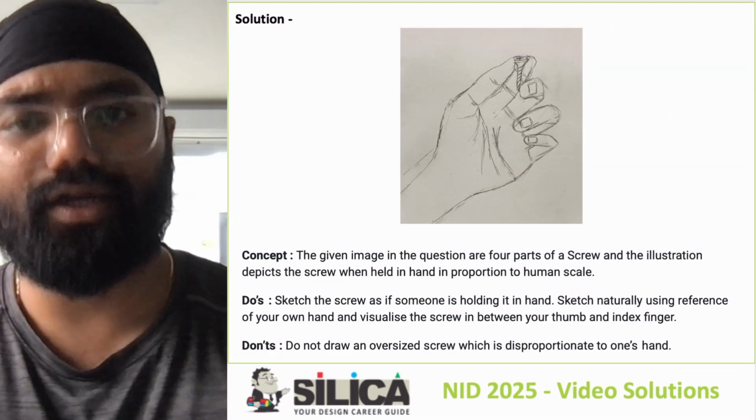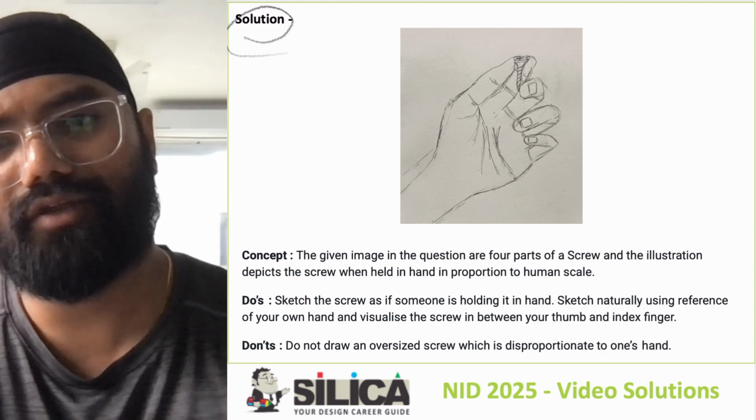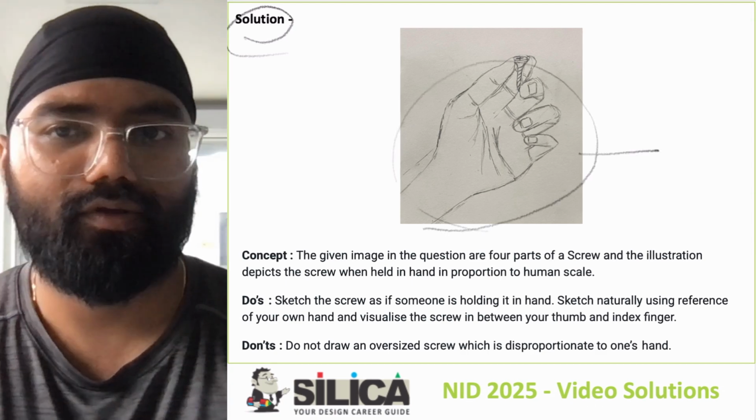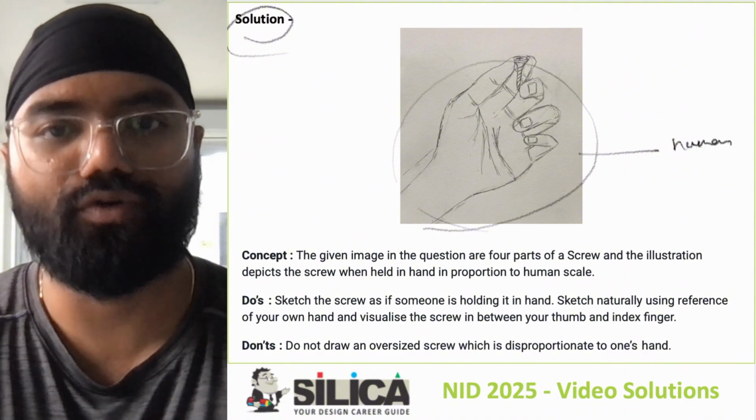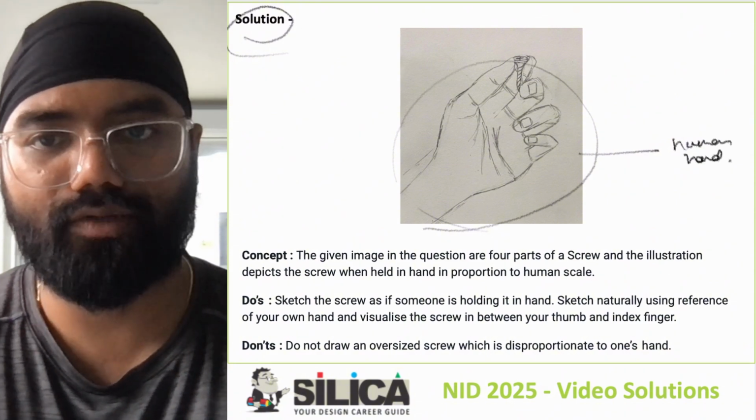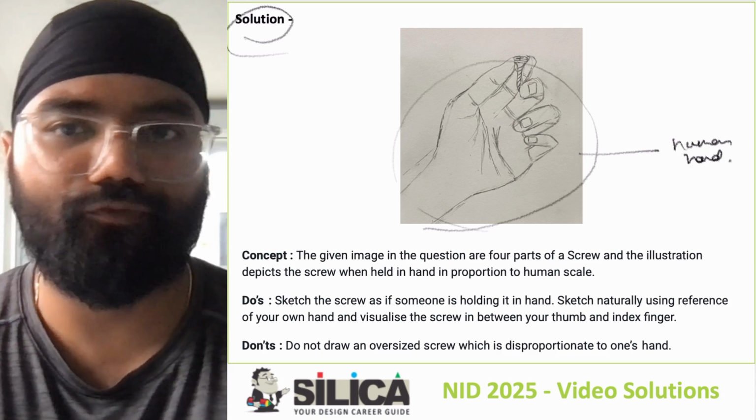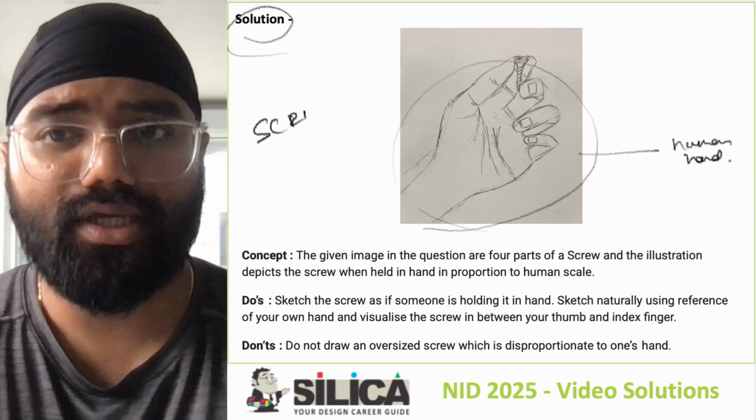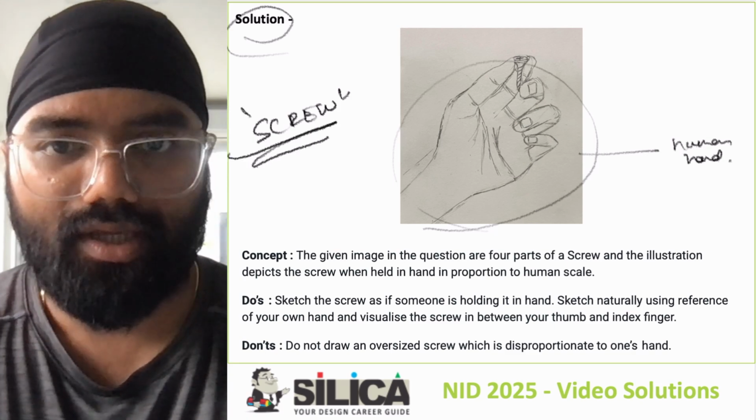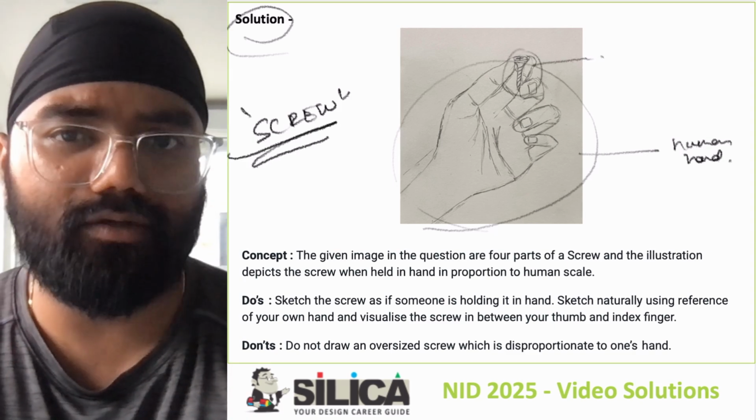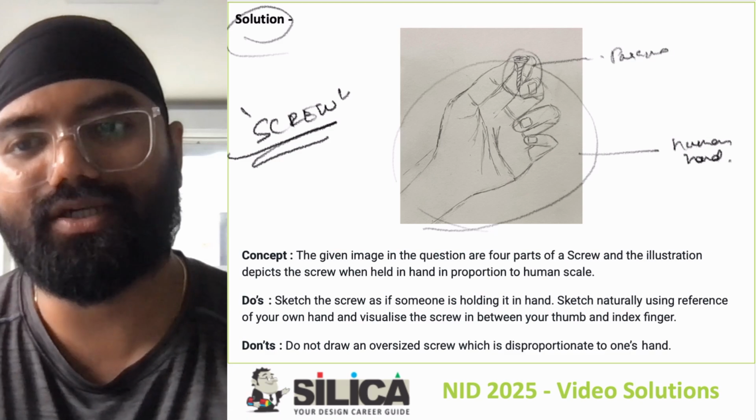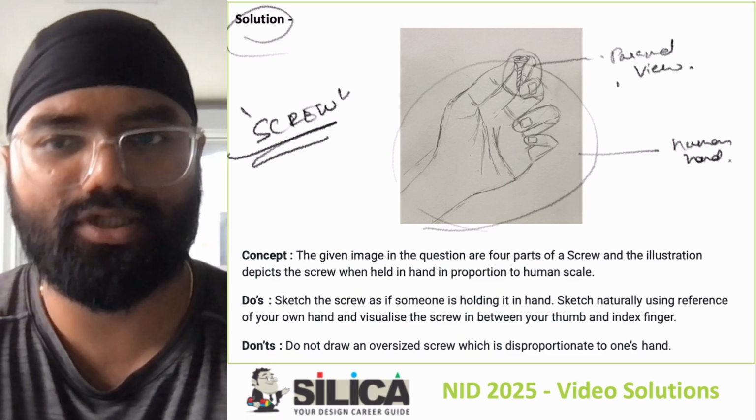So let's move on to this particular question, where you need to draw a proportion drawing with the human hand and the object shown in the cropped visuals. Firstly, we can easily understand that the 4 cropped or partial views are of the object, which is a screw, and we are expected to identify the object and draw it in proportion to the hand.